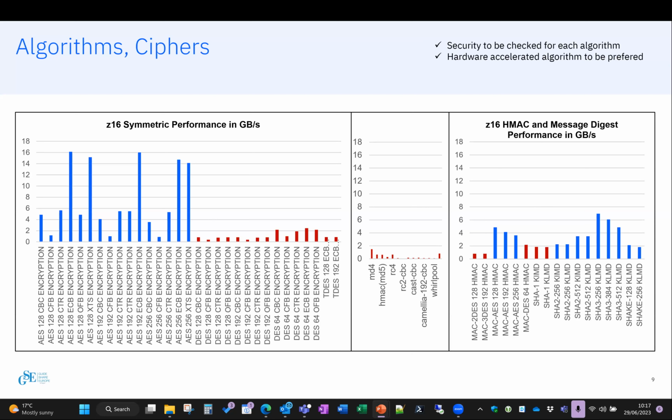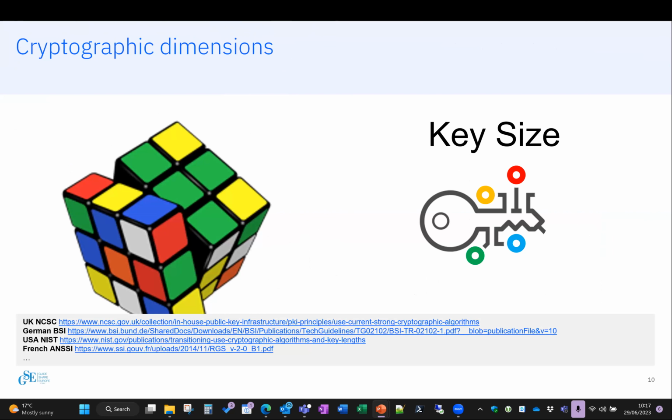For the rest, MD4, RC4, the past and legacy symmetric encryption algorithms, the bandwidth is somewhat a penalty today. So this is not an option, and they are not secure anymore. This slide is simply to show you the difference in terms of performance comparing the different algorithms. So we have to select those being hardware accelerated by the Z systems infrastructure.